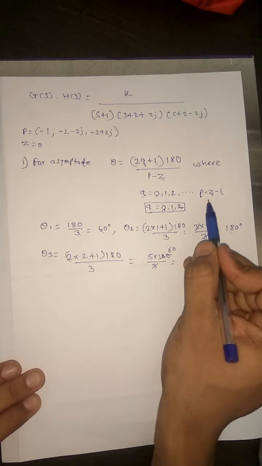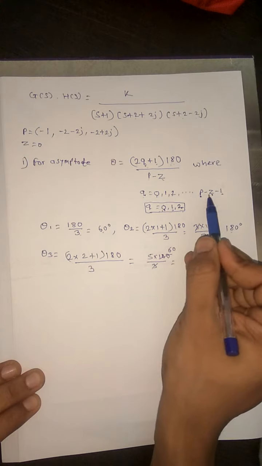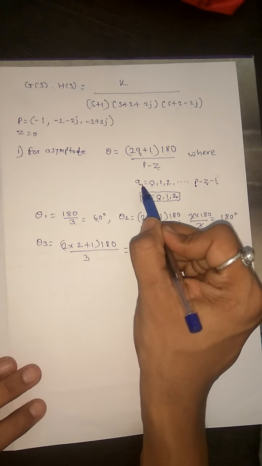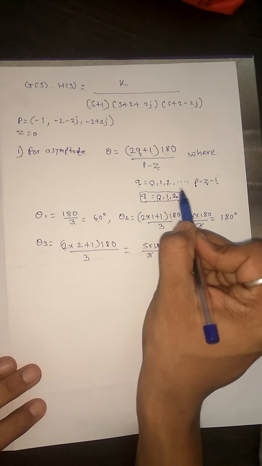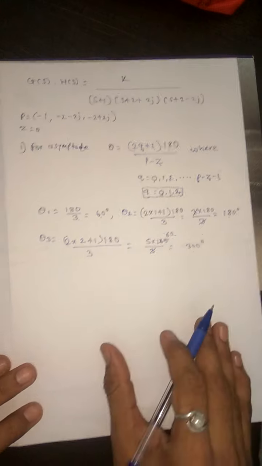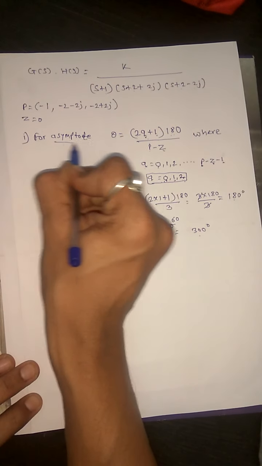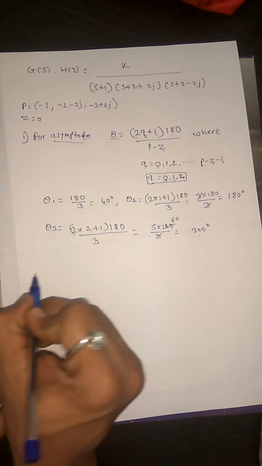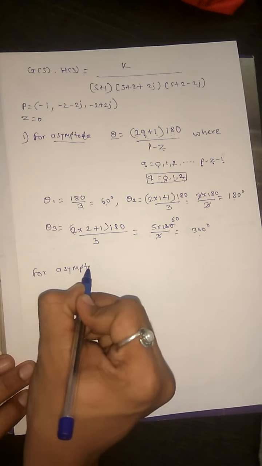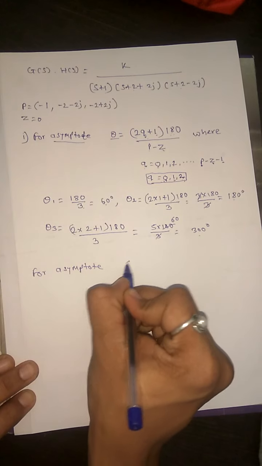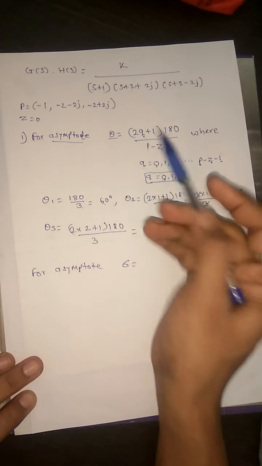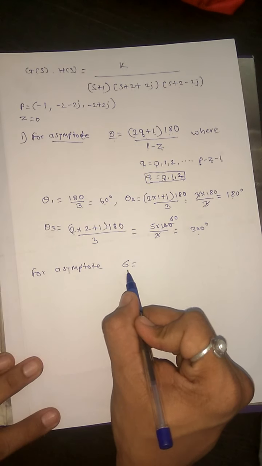It depends wholly upon q equal to 0 to p minus z minus 1. If you got the value of q up to 3, so 0, 1, 2, 3, that means 4 angles are to be found out. So that is the asymptote angle. Then for the asymptote, we need to find out the location. Rule number 4 deals with the angle of asymptote. Rule number 5 is the location of asymptote.